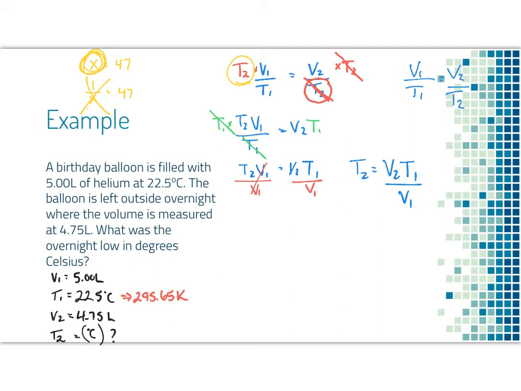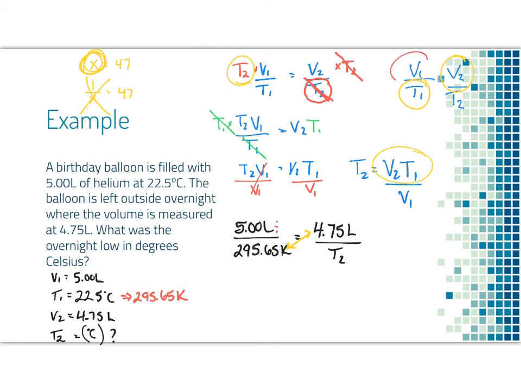So V1 was 5 liters, and T1 in Kelvin, and we have V2, 4.75 liters, all over T2. Cross multiply these two. So to solve for T2, we multiply T1 and V2 together, and we are going to divide by 5 liters, which was our V1. Note how that's the exact same as our rearrangement of our formula. All right, 295.65 times 4.75 divided by 5.